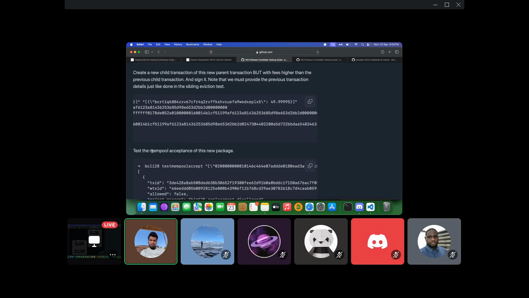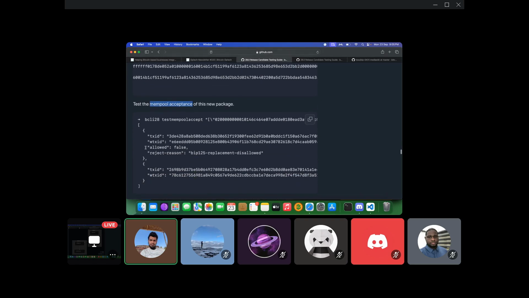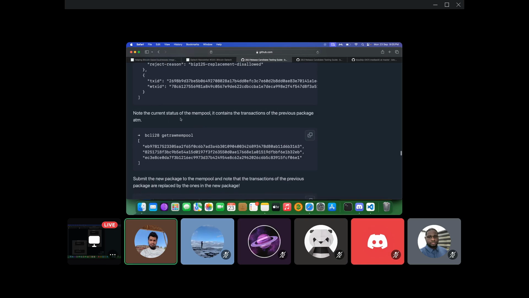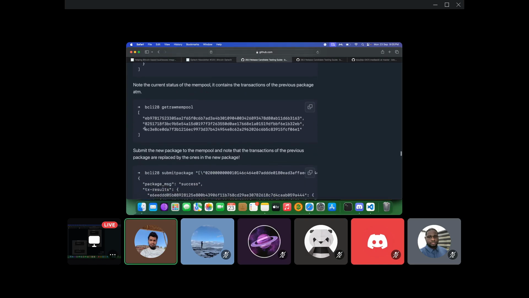Now test the mempool acceptance like we did the last time. We take the parent and the child and we see if this package is eligible to enter the mempool. And what do we get now? It says false, because it's not BIP 125 replaceable yet. Note the current status of the mempool. It contains the transactions of the previous package at the moment. Get raw mempool will give us the list of transactions that are in the mempool.